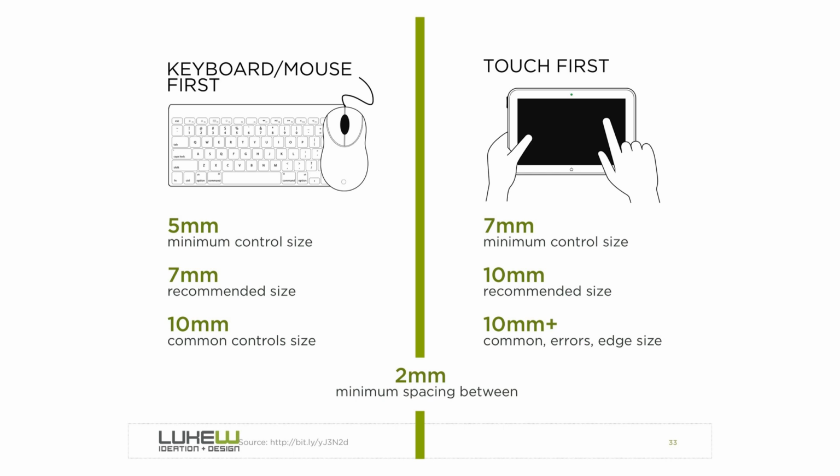In a touch-first application, they're saying 7 millimeters is the minimum size, 10 millimeters is the recommended size, plus if you're doing things that are commonly used on the edge, whatever. And in all cases, it's 2 millimeters of padding. So let's visually look at the difference of this.